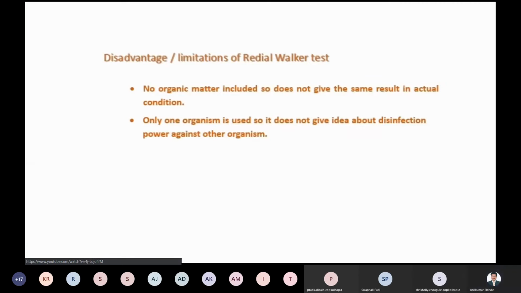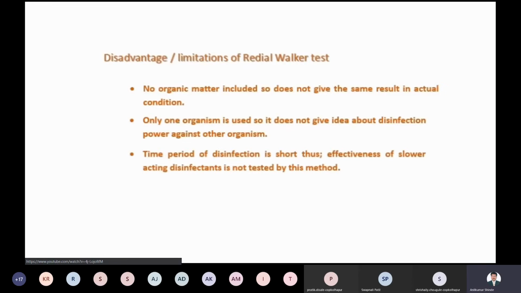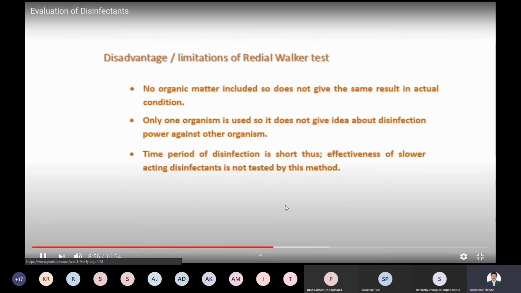Yes, sir. So we have already seen the Rideal-Walker test. The Rideal-Walker test has limitations. No organic matter can be used for that.